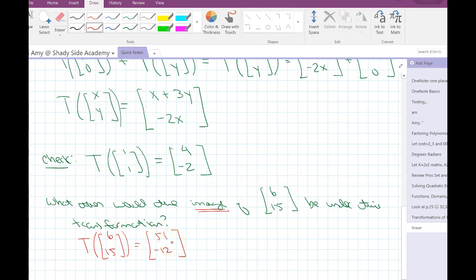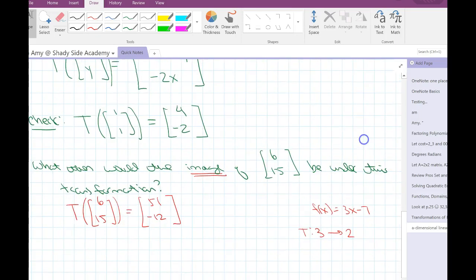Back in our kind of one-dimensional mathematical state, when I had something like f of x equals 3x minus 7, we were relatively unimpressed because I would say, what's the transformation of 3? And you would say the transformation of 3 is it becomes 2. Anyway, the point is that this doesn't really excite you.